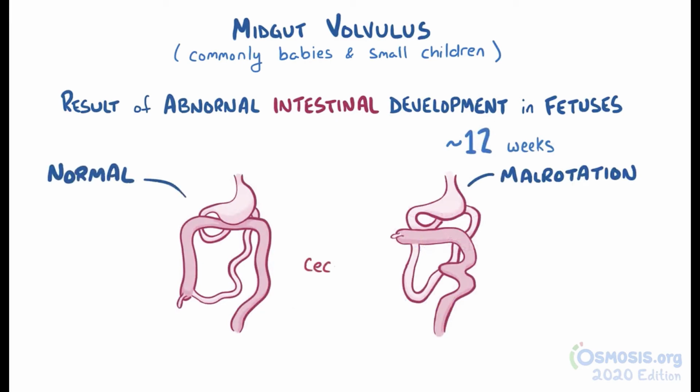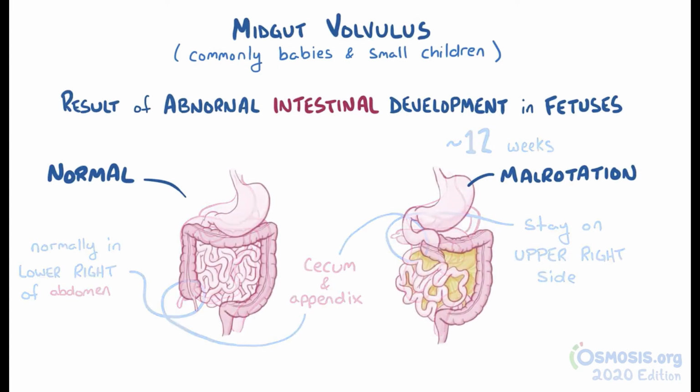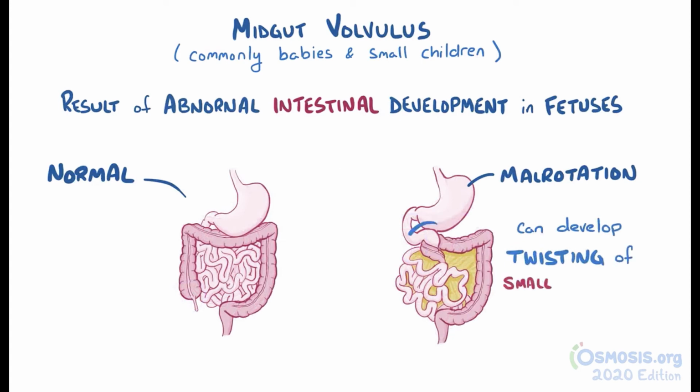Malrotation happens when the cecum and the appendix, which are normally found in the lower right side of the abdomen, stay in the upper right side. Babies with malrotation can later develop twisting of the small intestine, which is a midgut volvulus.